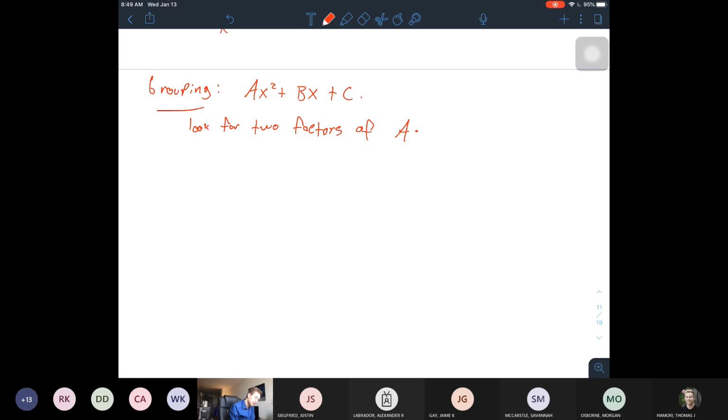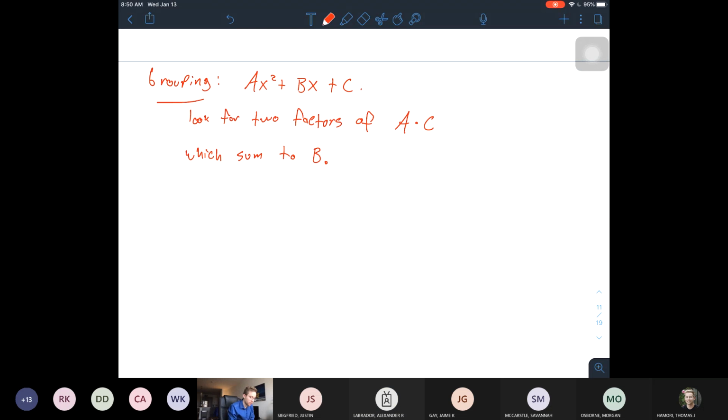Of A, C, which sum to B. Okay, so that's what we're going to do. So once we have those in hand, what we're going to do is split up this into two pieces.